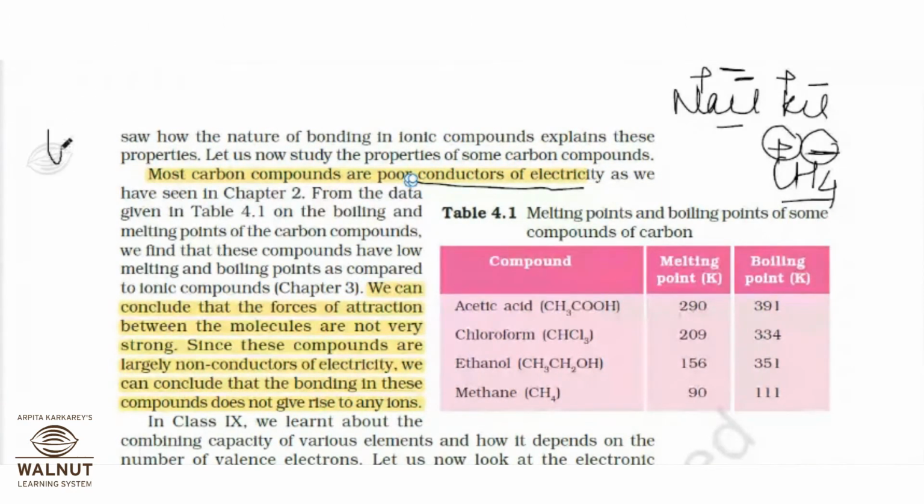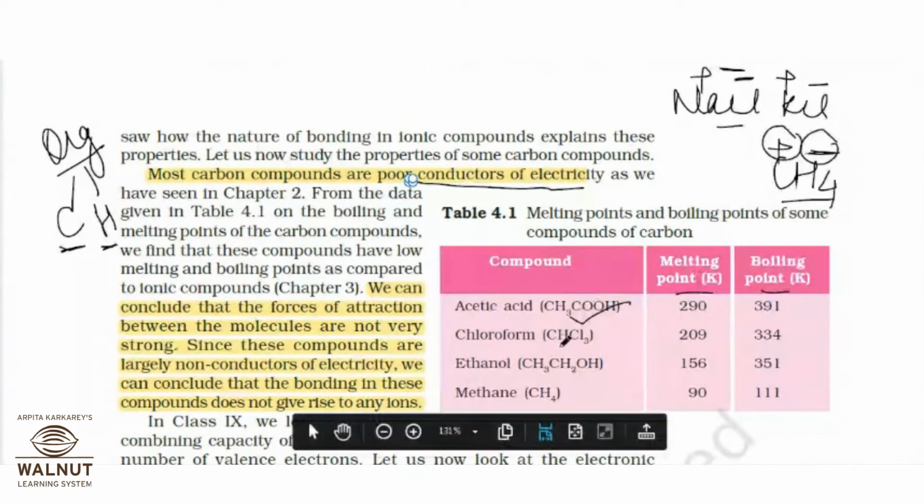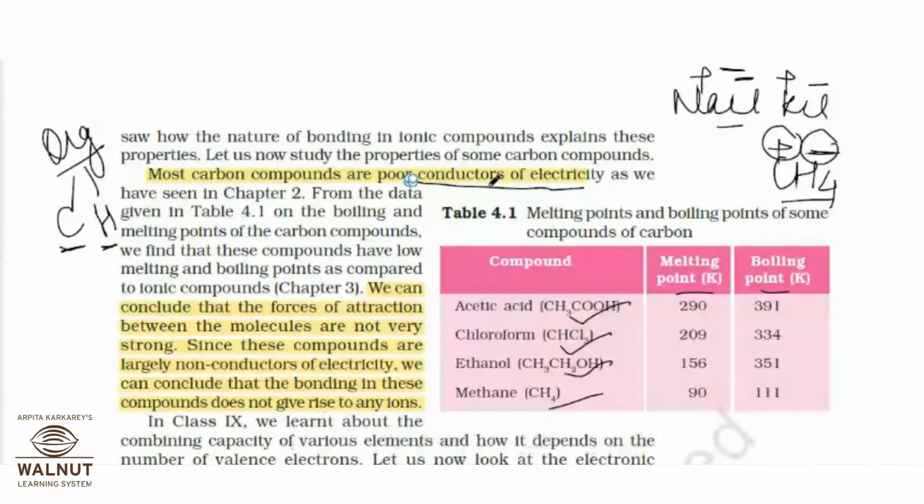Organic compounds are compounds which are formed mainly from carbon and hydrogen. Though there are other elements also, mainly the proportion of carbon and hydrogen is there. If you see the melting point and boiling point of acetic acid, chloroform, ethanol, methane, these are pretty low if you compare them with ionic compounds. So these carbon compounds, or organic compounds, are poor conductors of electricity and their melting and boiling points are also low.